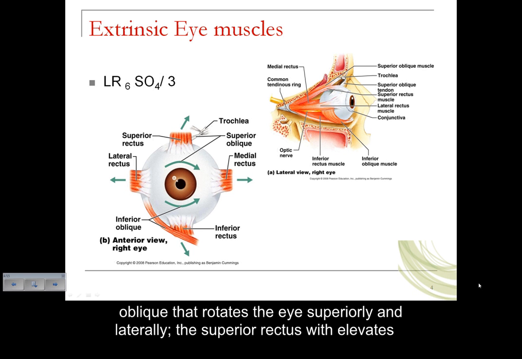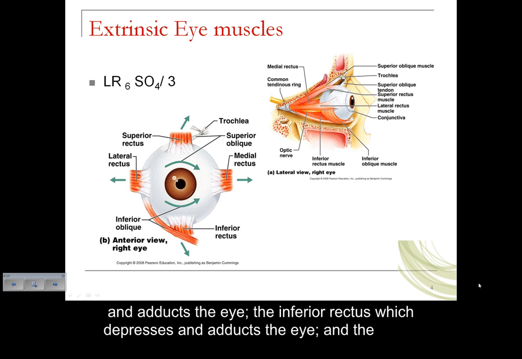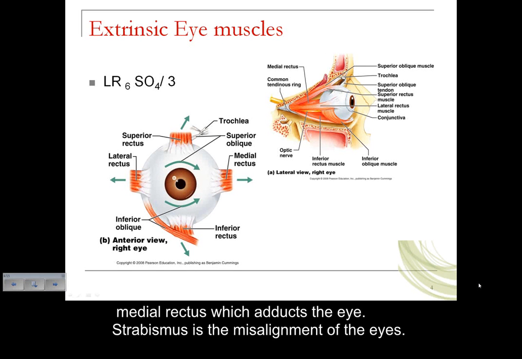They are the inferior oblique that rotates the eye superiorly and laterally, the superior rectus which elevates and adducts the eye, the inferior rectus which depresses and adducts the eye, and the medial rectus which adducts the eye.